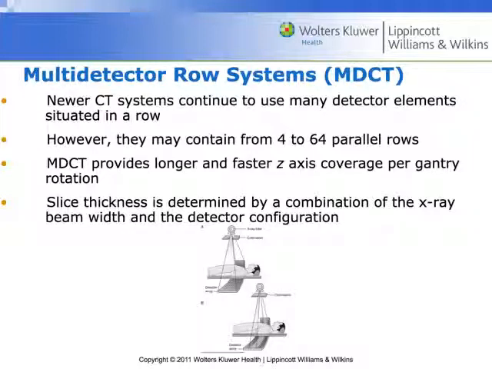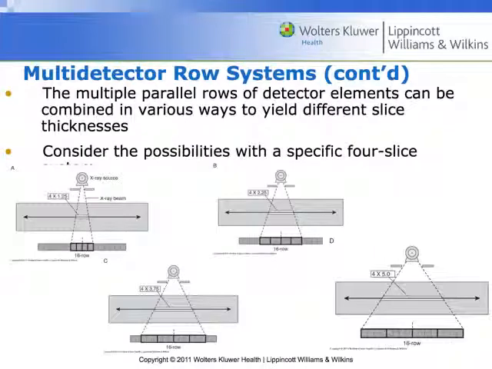And so slice thickness now is determined by a combination of the X-ray beam width and the detector configuration. So we can tell now we are going to collimate the beam, but in addition we're going to activate certain detector elements, right? Or deactivate certain detector elements. 99.9% of the time, if you're scanning with a 64-row slice scanner, you're going to be using all 64 rows, right? But you can make some changes if you want.